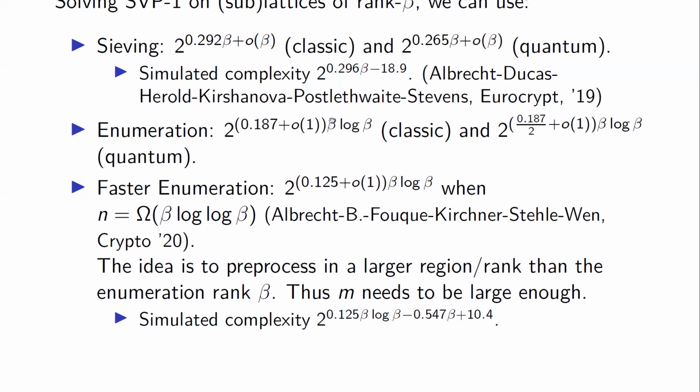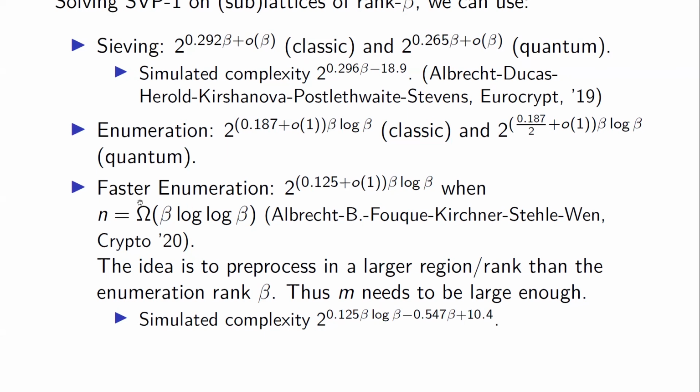For example, beta could be the same as n, whereas in this variant algorithm we need some slight room for pre-processing, the SVP beyond the beta-size window. That's why we need n to be asymptotically larger than beta. So the idea is to pre-process in some larger region. That's why we need n to be slightly larger than beta.